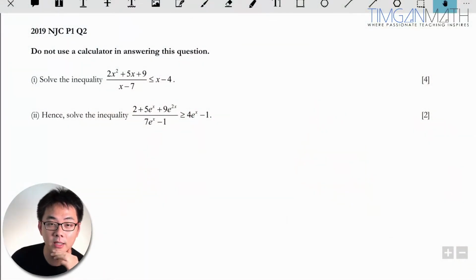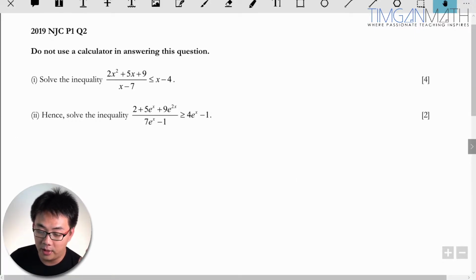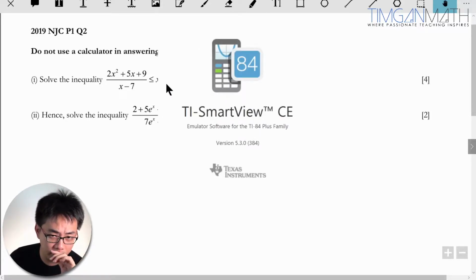Okay, hi people. Let's look at this question, which was taken from the 2019 prelim paper, NJC P1 Q2. You're asked not to use the calculator to solve. To answer some of your questions: if they say don't use a calculator, it means don't sketch a graph. You can actually solve this using the graphical method. Use your GC if you want to, just solve this graph here.